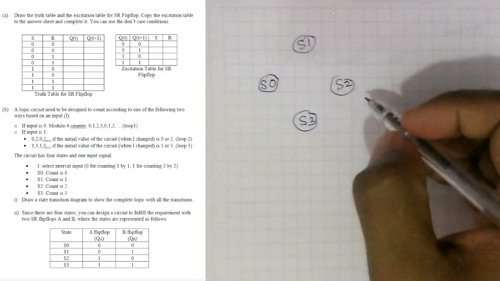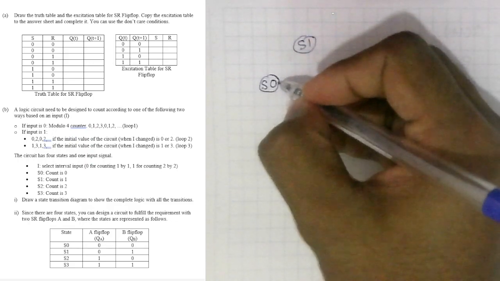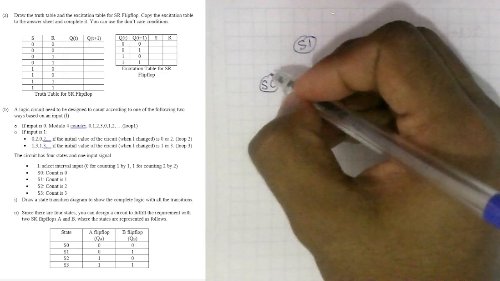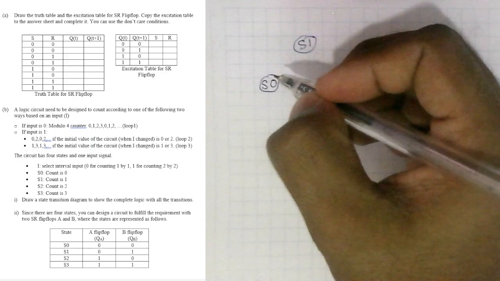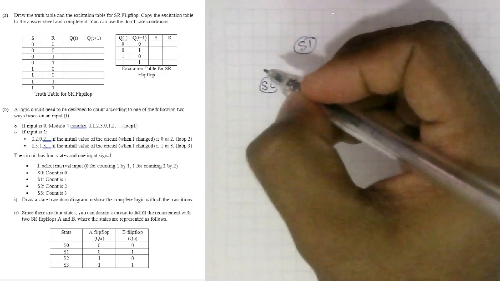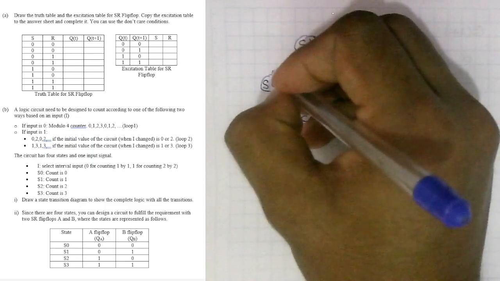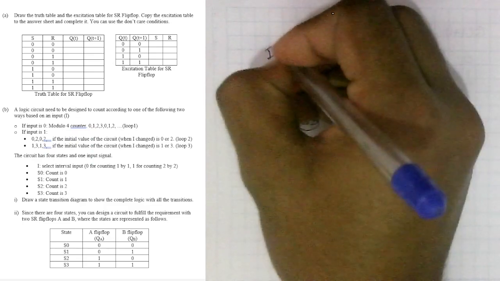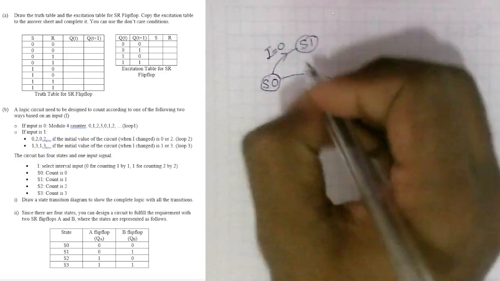So now let's see what are the transitions, right? If we are at count 0 and we get a 1 in our input, what will it do? 1 in our input means it's going to count 2 by 2, right? If I is 0, it will be counting 1, right? If I is 1, it will be counting 2, right?